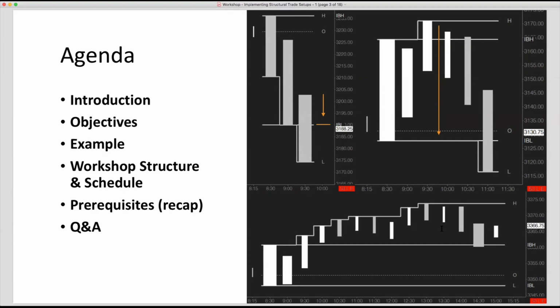So I'm going to spend a bit of time on the introduction. I'm going to go through what my objectives are through the delivery of the workshop over the next 5 sessions. I'm going to give a high-level example of one of the setups. I'm going to summarize what our workshop structure is going to be and also the schedule over the next couple of weeks. And I'm going to go through some prerequisites of knowledge and understanding around elements of order flow that are going to be necessary to get the most out of this workshop.